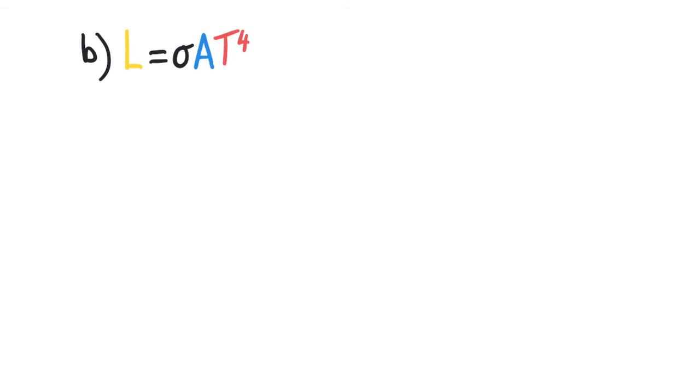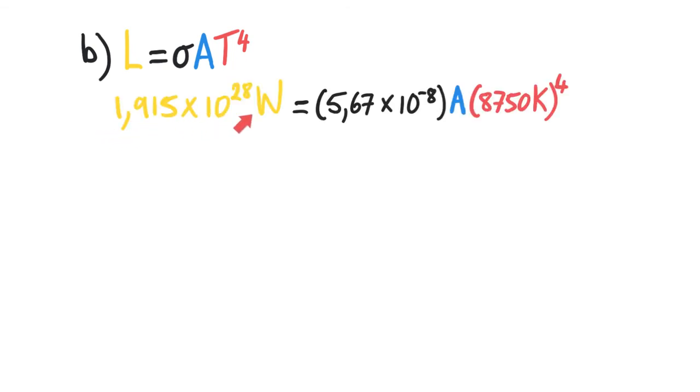Now, using the luminosity relationship, that the luminosity equals the Stefan-Boltzmann constant multiplied by the surface area of the star multiplied by the absolute temperature to the power 4. We substitute the relevant values in. The Stefan-Boltzmann constant is something that will be given to you in your tests and exams, 5,67 times 10 to the negative 8, multiplied by the unknown surface area, multiplied by the average surface temperature, 8,750 Kelvin to the power 4.